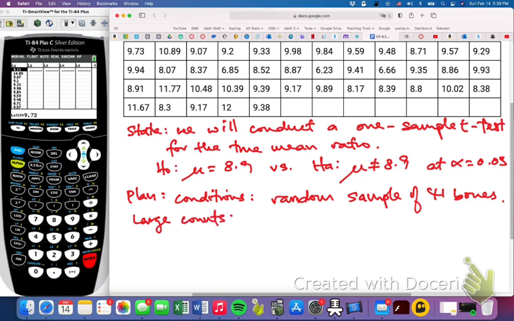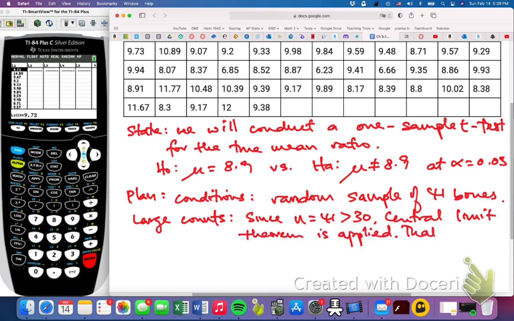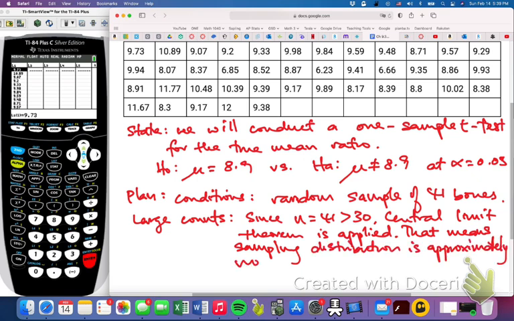And then the next condition is the large counts condition. Since the sample size is 41, which is greater than 30. Ladies and gentlemen, when you talk about a mean, this is not a proportion. When you talk about quantitative data, and in this case we are talking about ratios, we need to look at the sample size. If the sample size is greater than 30, the magic number is 30, then the central limit theorem applies. And this is huge because this implies that the sampling distribution is approximately normal.